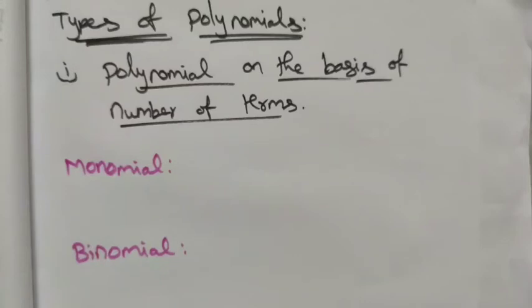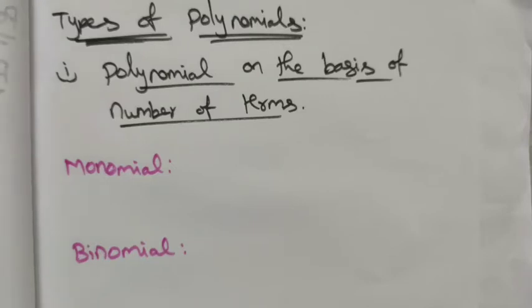Students, class 9. Today we are going to see about types of polynomial. The types of polynomial are described in two types. The first type is polynomial on the basis of the number of terms. Another one is a polynomial based on the degree. Let's see one by one.